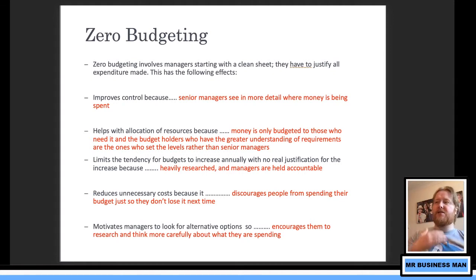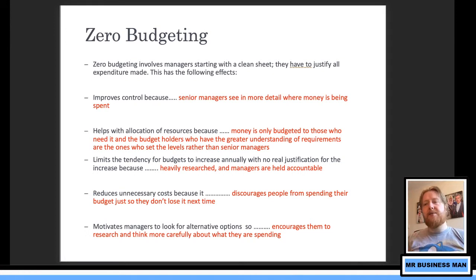I think the other one is this, though. We don't want them to go down every year, just naturally either. It reduces unnecessary costs because it discourages people from spending the budget just so that they don't lose it next time. This is an important one. I've seen this happen quite a lot, where people will try and spend the rest of the budget so that they don't have it taken off them for the next year.